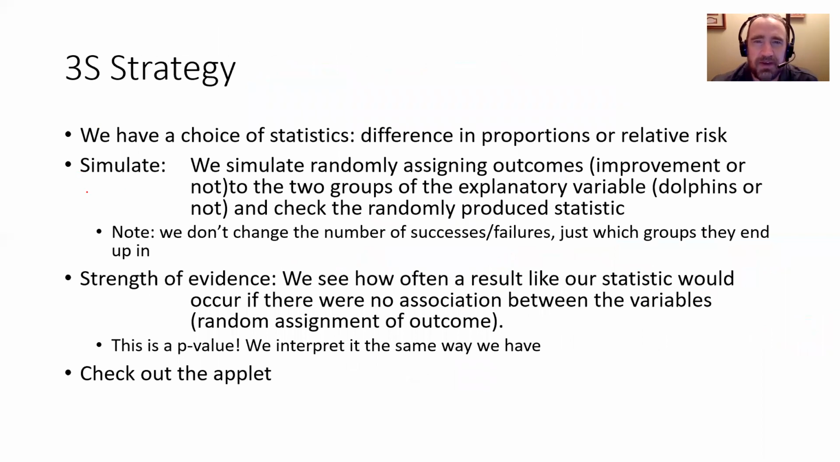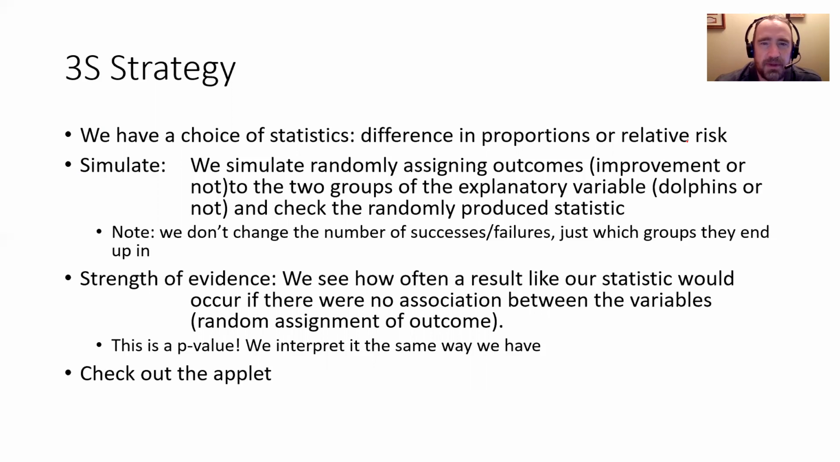In order to do that, we have to do inference, and we can use a 3S approach to doing inference. So we have a choice of statistics. We can actually either look at difference in proportions or we could look at relative risk. Much of the time for this course, we'll look at difference in proportions, but you can choose relative risk and the results will turn out the same if that one makes more sense to you. Our 3 S's. Number one, we simulate.